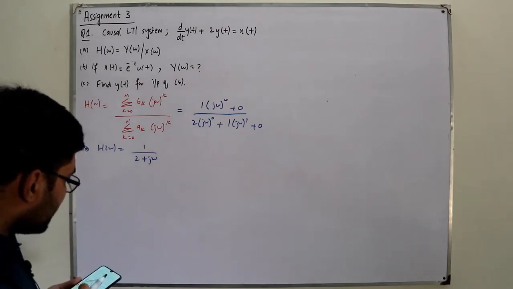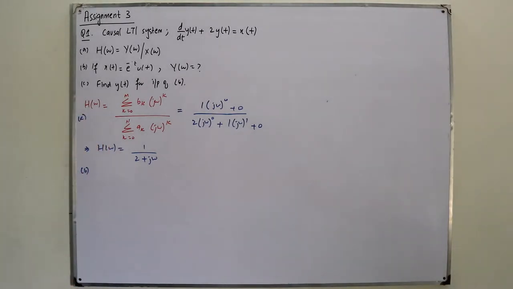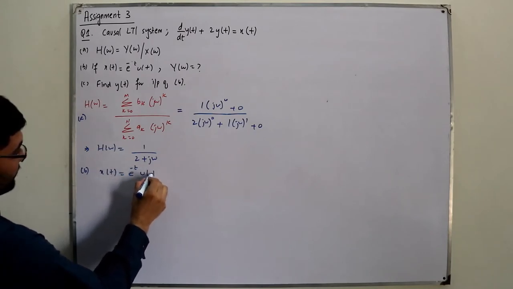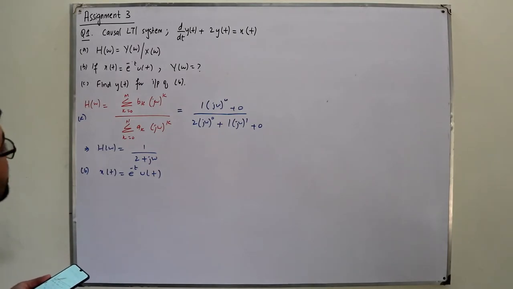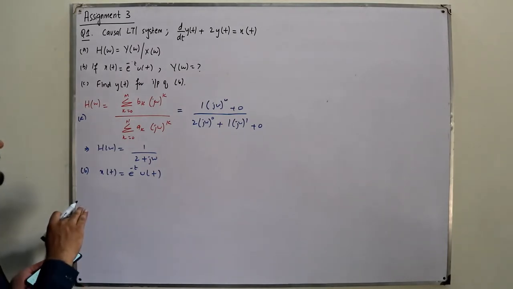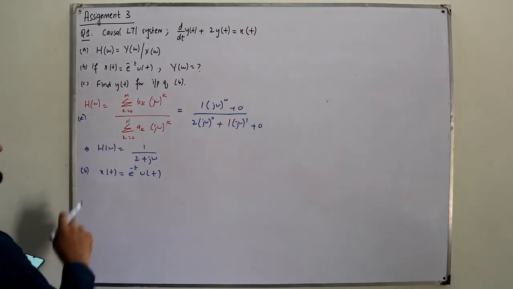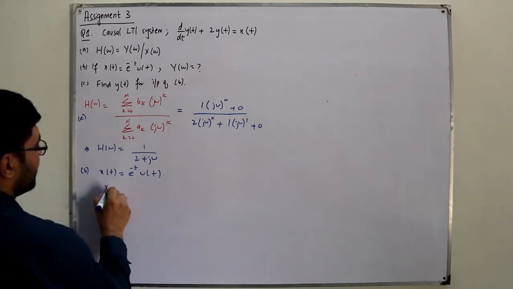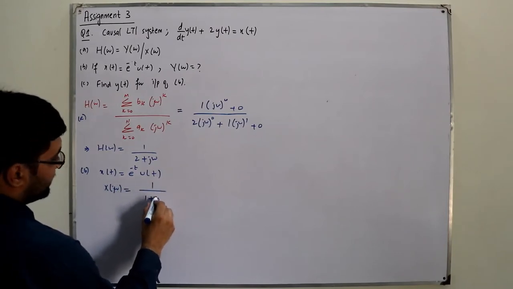Fine. Part B. This was for part A. Now for part B, if the input x of t is equal to exponential of negative t u of t, you need to find y of j omega. So y of j omega, we know this is h of j omega into x of j omega. So we need to find x of j omega first. We know this very well, x of j omega would be 1 upon 1 plus j omega.